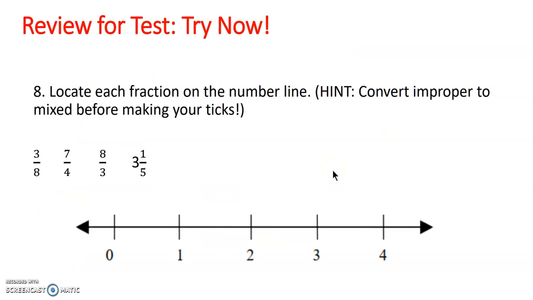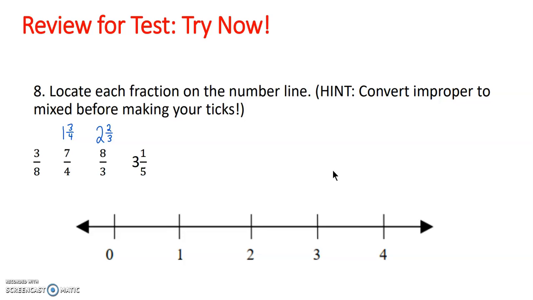Our last review question is a number line. What you should do here is make the improper fractions into mixed numbers. That will help you to see where you make your ticks. So 7/4 is the same as 1 3/4, right? 4 goes into 7 once with 3 left over. And 8/3, 3 goes into 8 twice, with 2 left over. So we're going to use the original numbers, but that can really help.